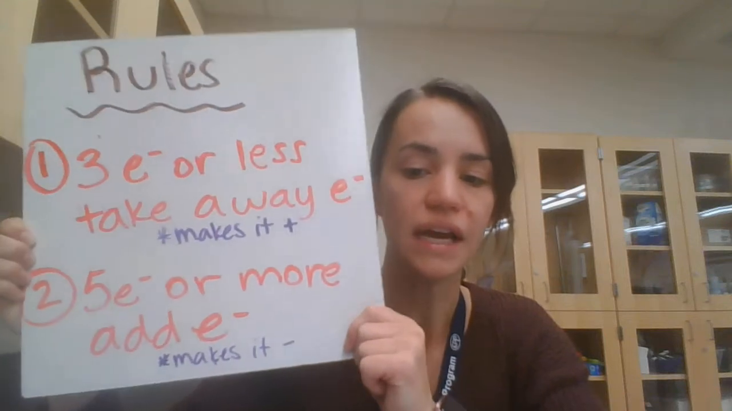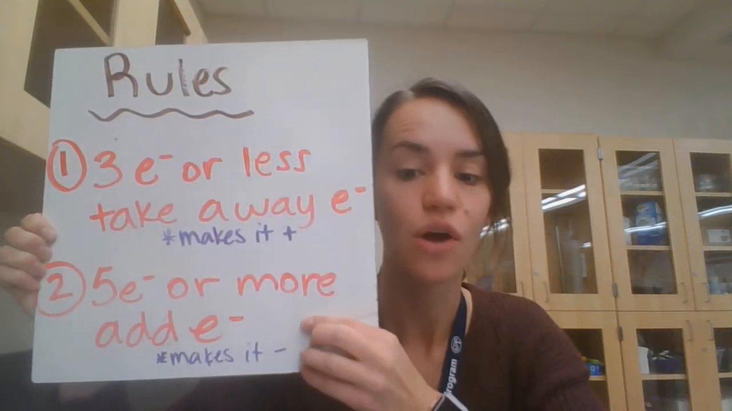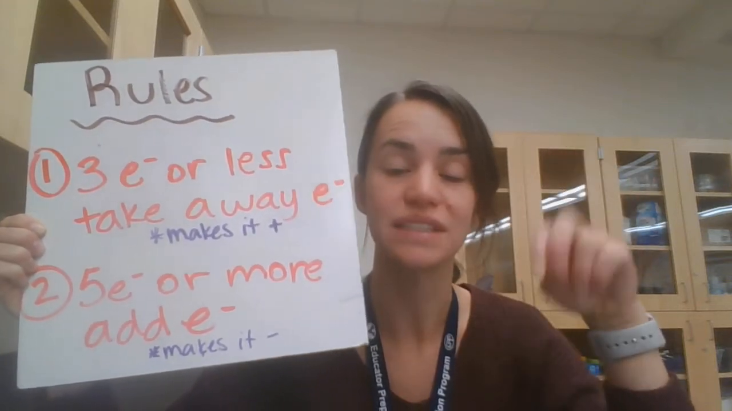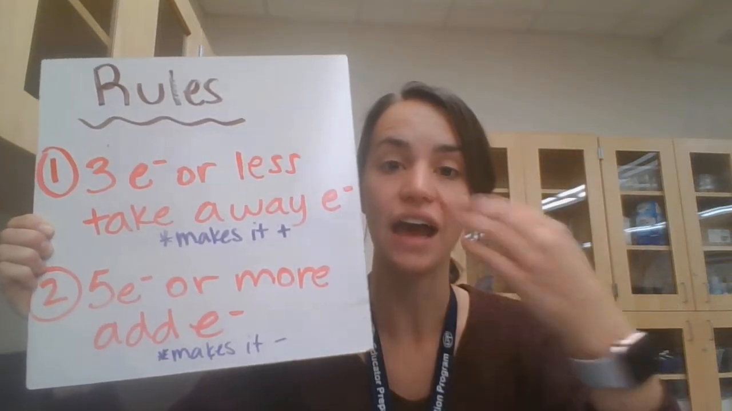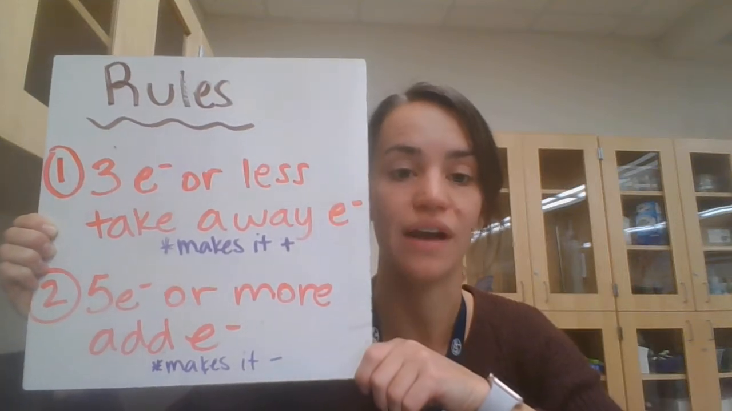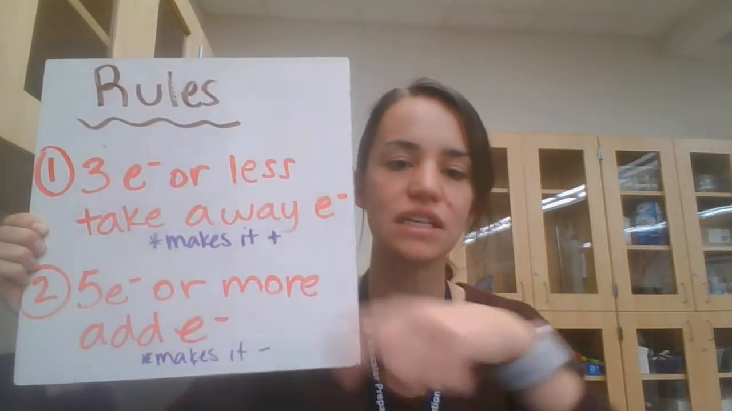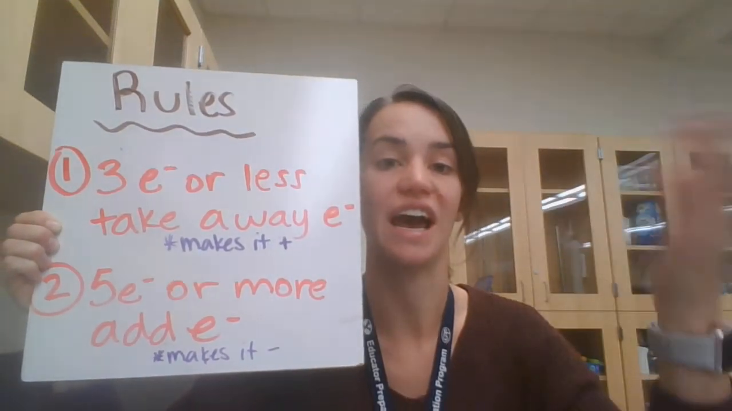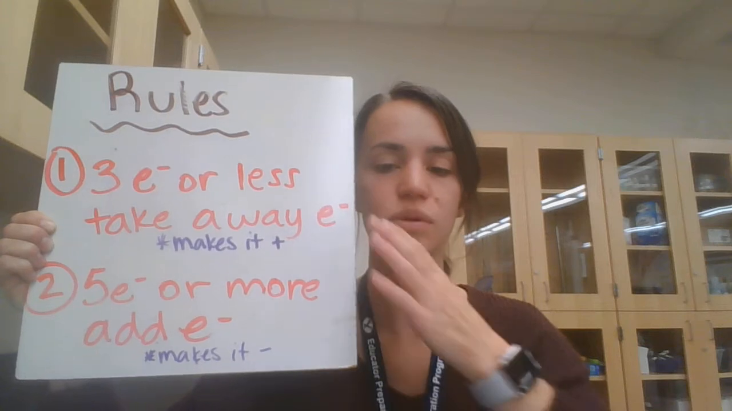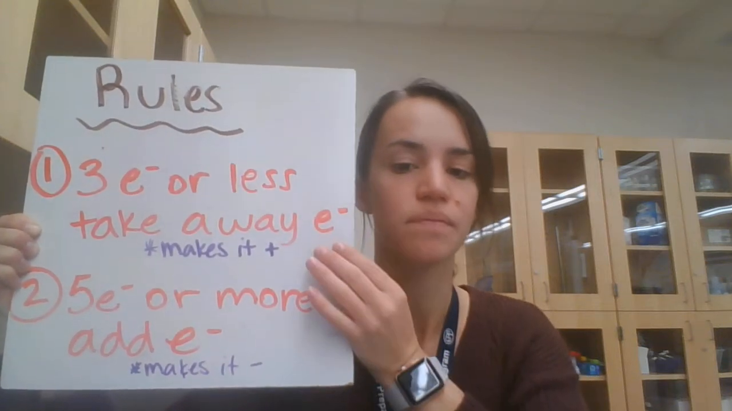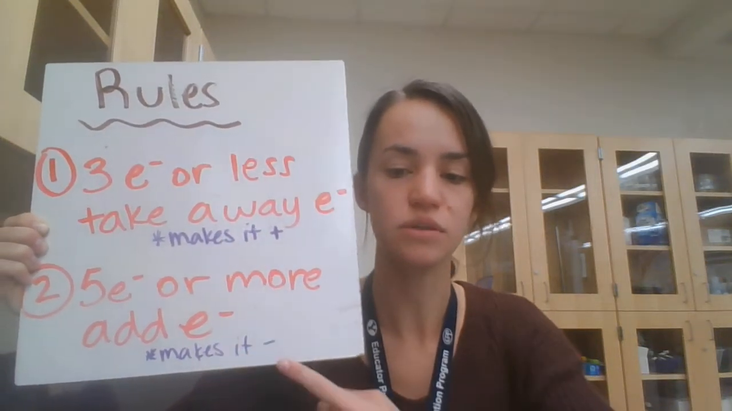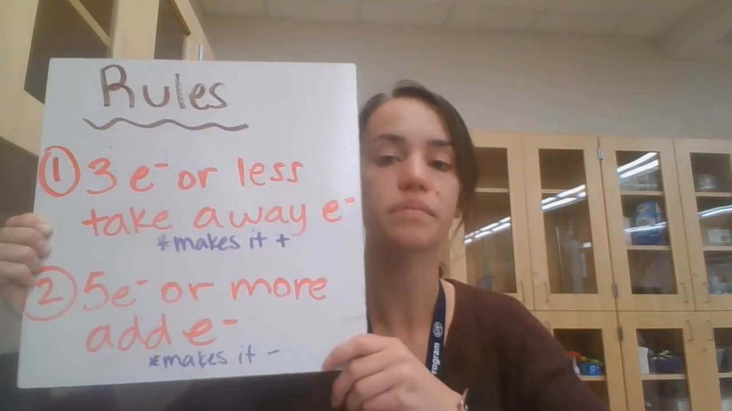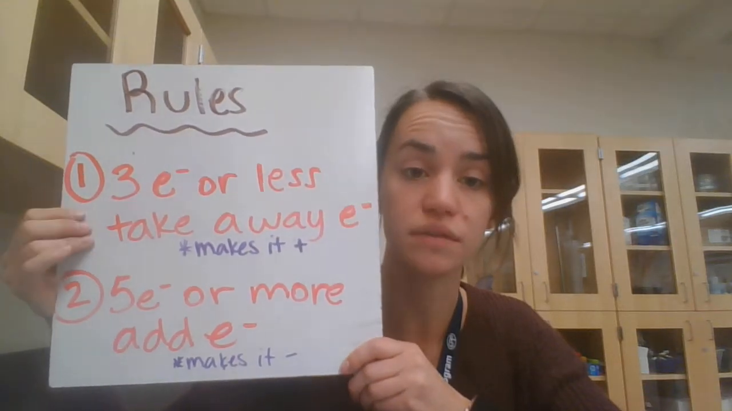Your second rule is that if it has 5 or more electrons, we are going to add electrons. So if it has 5 or 6 or 7 valence electrons, we're going to add electrons to make it full and have 8. Because you see with 3, it's easier to take away electrons to get it to full, and with 5, it's easier to add electrons to make it full. Okay, because we don't want to be adding or taking away too many electrons. So this one makes it positive. This one, when we add electrons, remember electrons are negative, so if we add them, it makes it negative. Okay, these are really important rules, so make sure to pause the video and get them down.